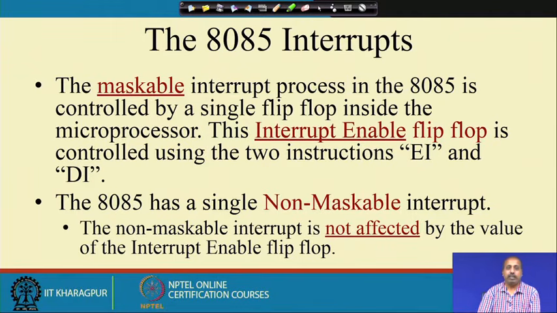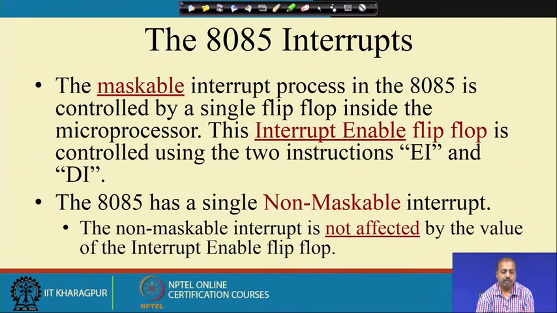In case of the 8085 processor, the maskable interrupt process is controlled by a single flip-flop inside the microprocessor, which is known as the interrupt enable flip-flop. This is controlled by two instructions, enable interrupt and disable interrupt, EI and DI.